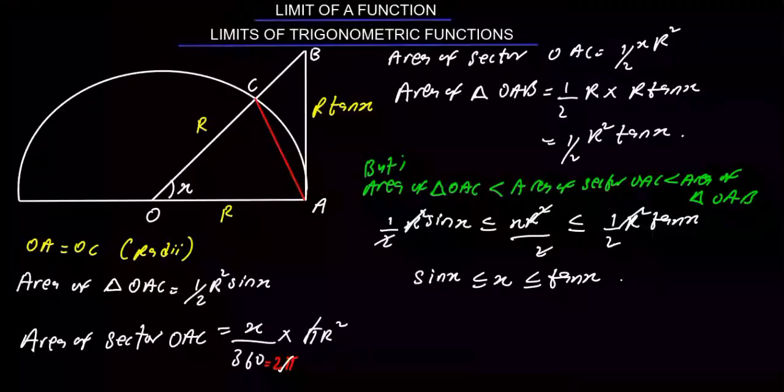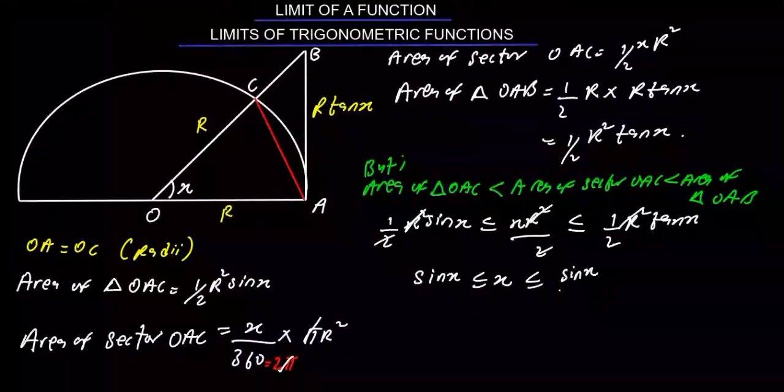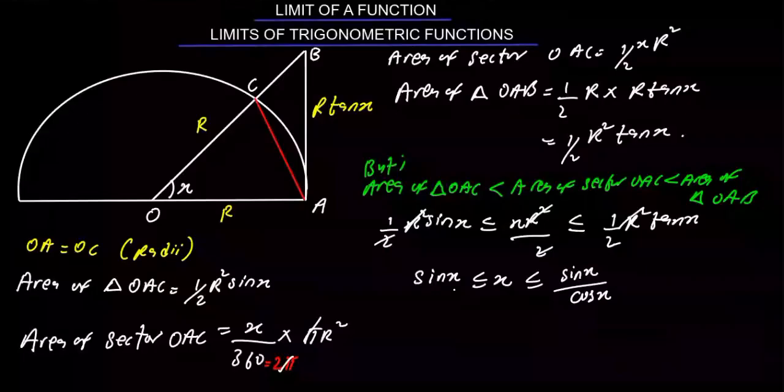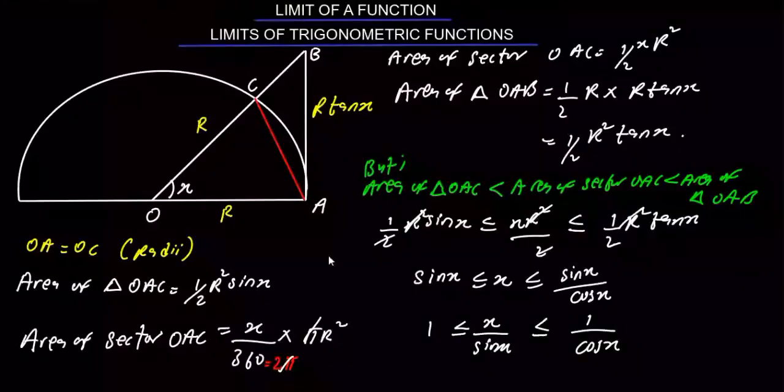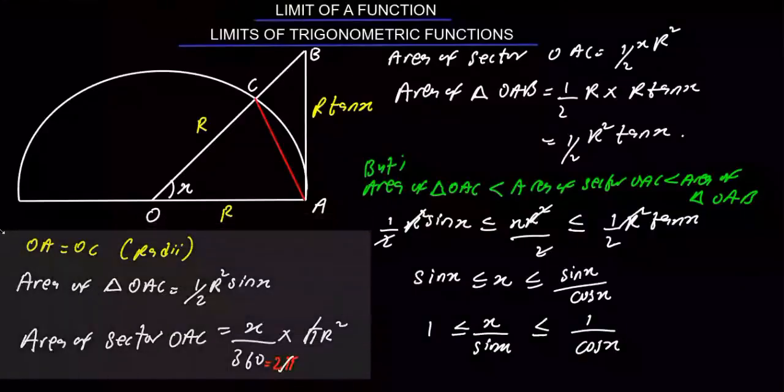Now, remember that tan x, I can rewrite it as sine x over cos x. So I'll replace that; this is my tan x now. The next thing is for us to divide through by sine x. Divide through by sine x, what will I have? I'll have 1 less than or equal to x over sine x, less than or equal to 1 over cos x. Alright. So from here, what will I do?